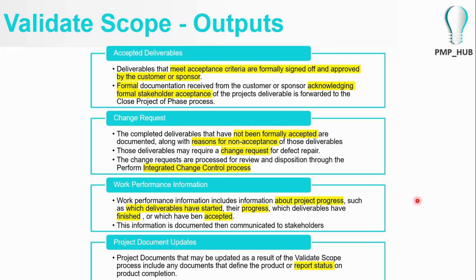So as I told you previously also, work performance information is generated from the controlling process. How many change requests have we done, what is the degree of the deliverable statuses, what is their progress. So you will be generating a lot of information for your steering committee meetings from this process.